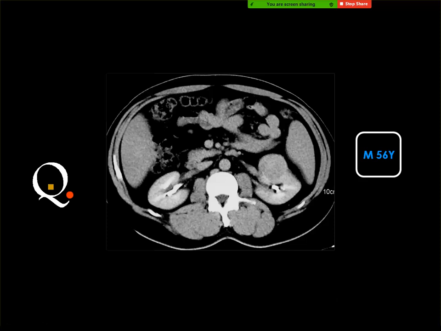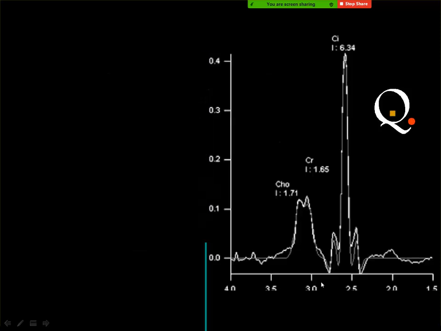Mass in the left kidney, anterior, less enhancing than the native. That is to say, it is carcinoma. Yes, and this is renal cell carcinoma. The most common solid mass in the kidney is the renal cell carcinoma in adults.